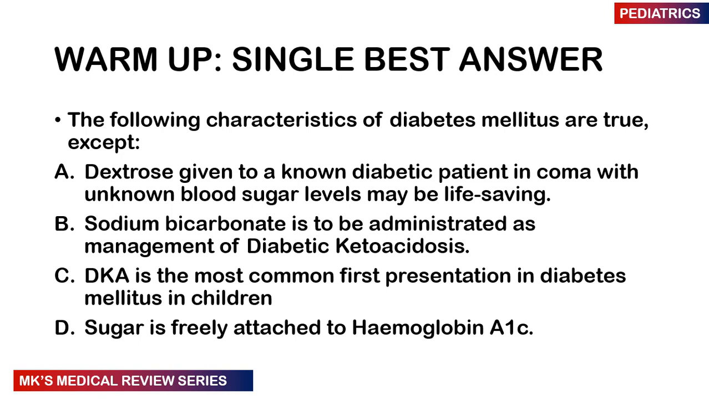So here's a single best answer. You can answer it and then I will give you the answer and you can mark yourself on whether you were correct or wrong. The following characteristics of diabetes mellitus are true except: A. Dextrose given to a known diabetic patient in coma with unknown blood sugar may be life-saving. B. Sodium bicarbonate is administered as management of diabetic ketoacidosis. C. DKA is the most common first presentation of diabetes mellitus in children. D. Sugar is freely attached to hemoglobin A1C.